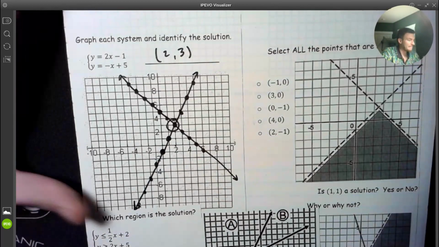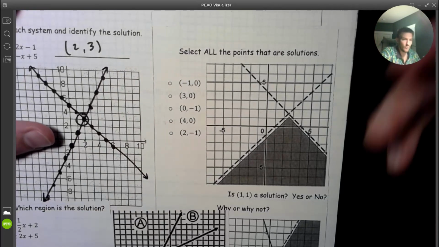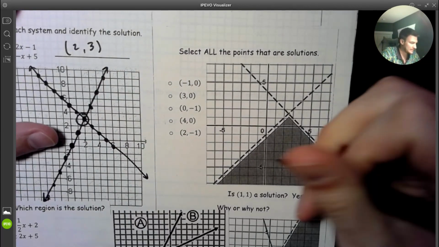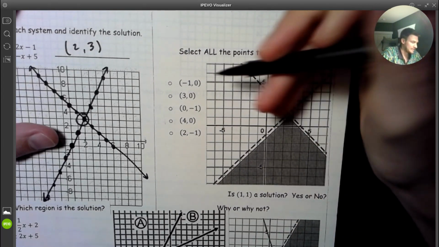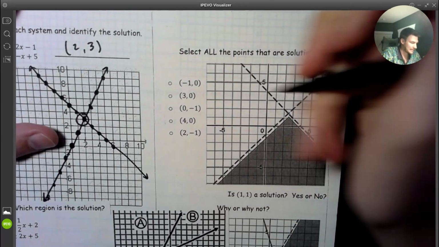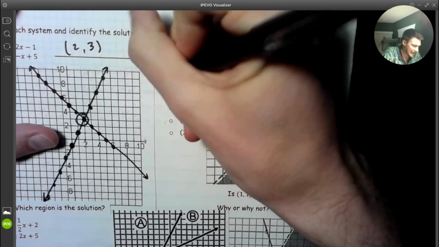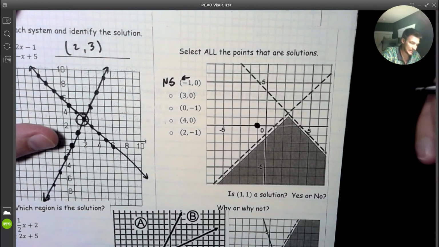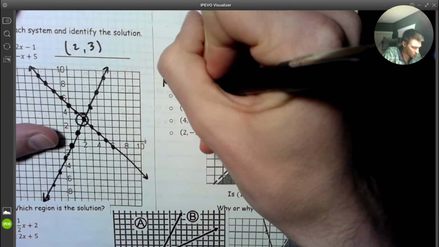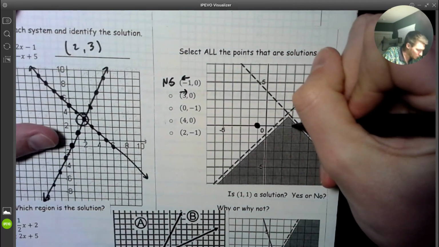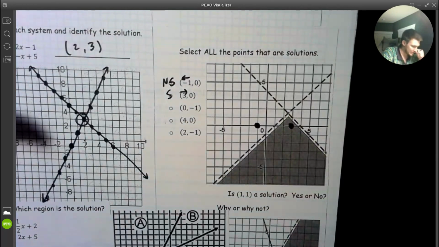Doing a little bit of graphing. Hopefully graphing feels pretty good these days. Over here, we're working with a system of inequalities. We're going to look for anything that is in this bottom corner here. And so we're going to need to work with these coordinates one at a time. -1 means left 1. That is not a solution because it's not in the right spot. We have 3, 0. That tells me to go right 3. 1, 2, 3. That is a solution. That is valid.